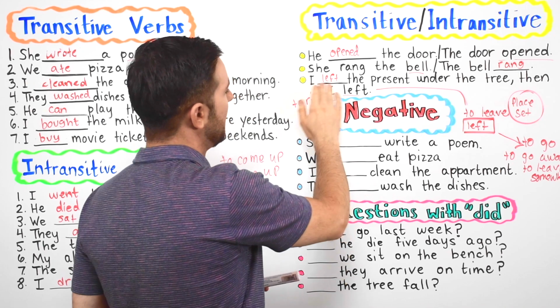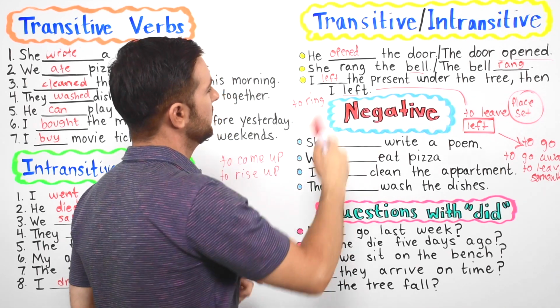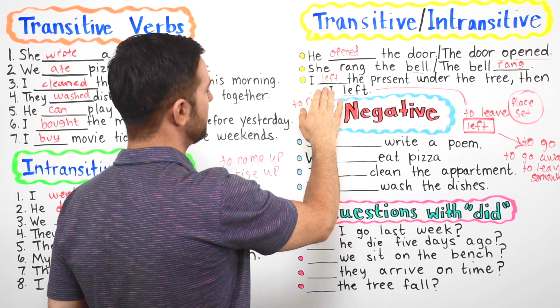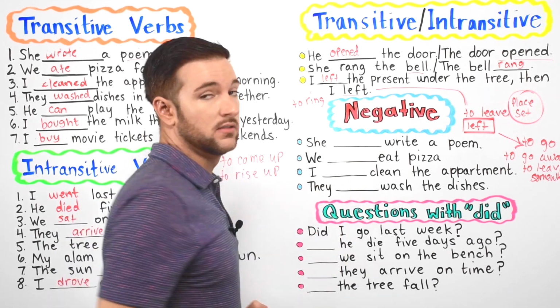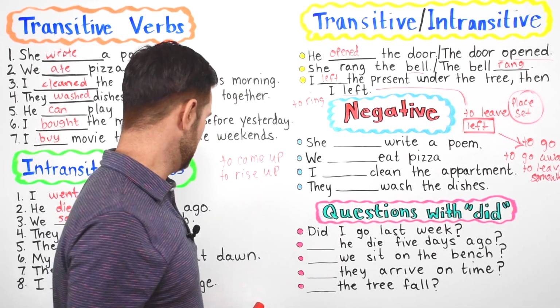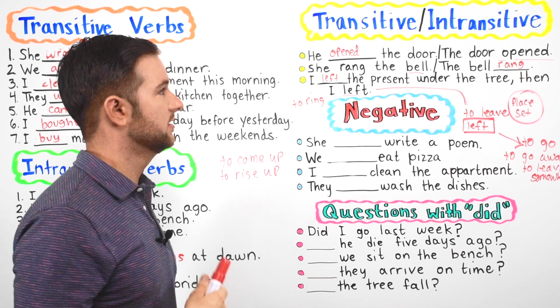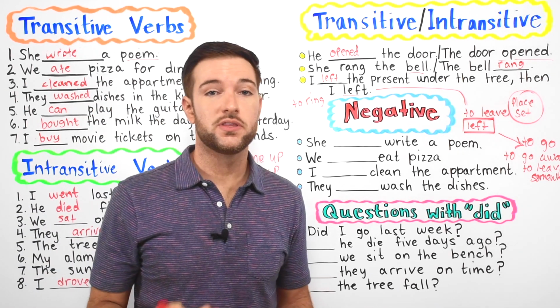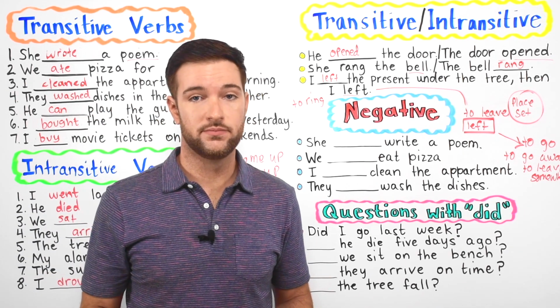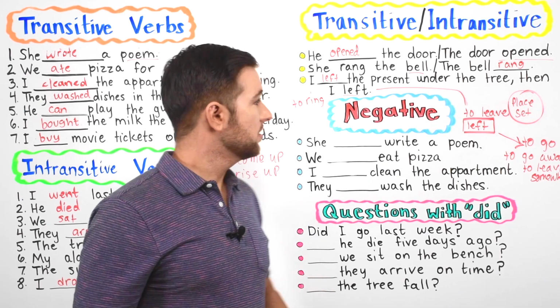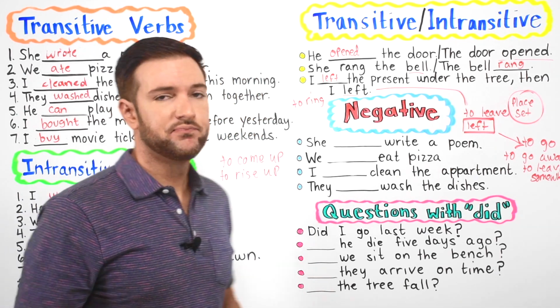Whereas I left the present under the tree, it's transitive because you're performing an action onto what? The present, right? You left the present under the tree. The present is the object with the action being performed to it. So let's go ahead and move on.